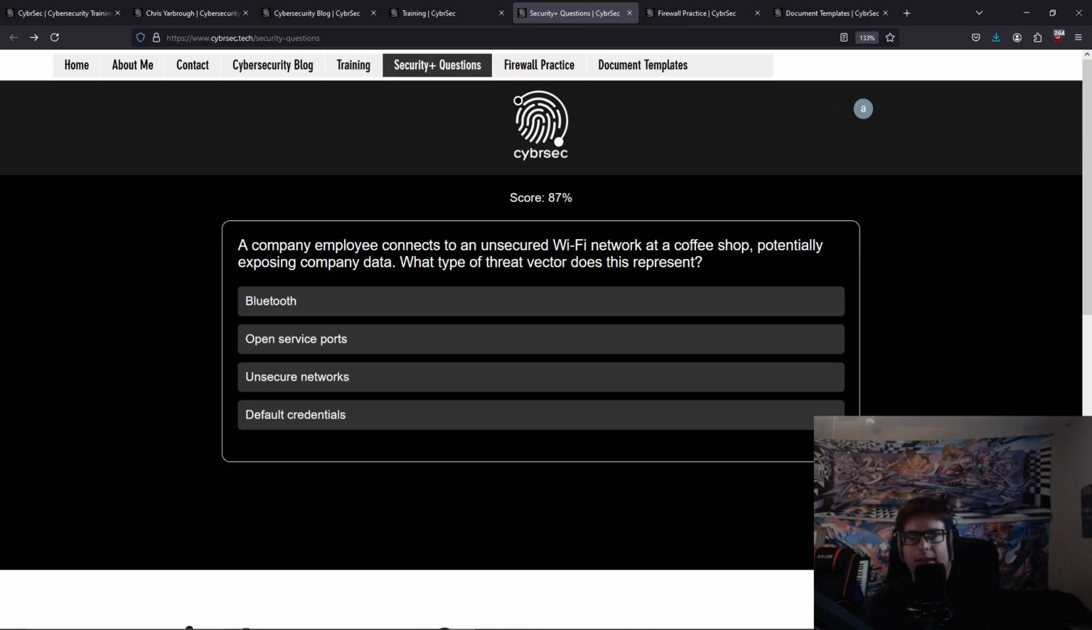A company employee connects to an unsecured Wi-Fi network at a coffee shop, potentially exposing company data. What type of threat factor does this represent? Unsecured networks, because it says it right there. Unsecured network.